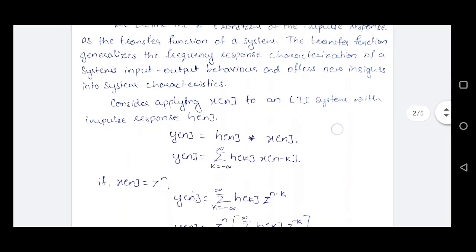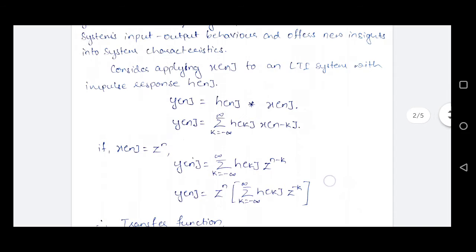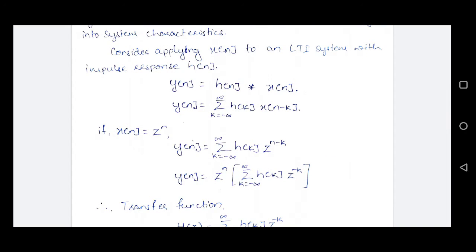Now we'll consider applying a discrete time signal x of n as an input to an LTI system whose impulse response is defined as h of n. Now, because this is a linear time invariant system, output will be the convolution between the input and the impulse response. So, convolution summation will be written as y of n equals summation k from minus infinity to plus infinity h of k x of n minus k. x of n minus k is the reflected and shifted version of the input signal.